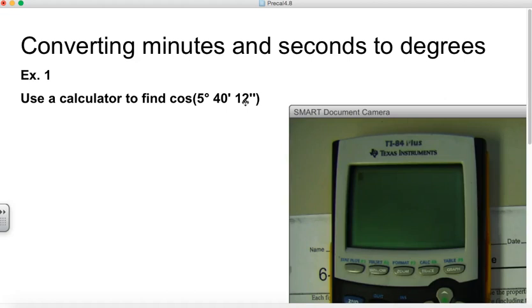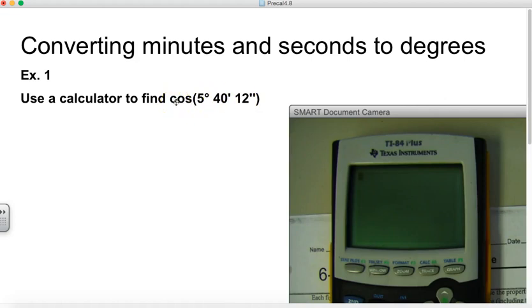So this is a way just to be more precise with degree measure, because there's obviously something between 5 degrees and 6 degrees. 5.5 degrees would be 5 degrees and 30 minutes. So we can use this right here to get a more precise number for degrees. So first we need to look at how to convert minutes and seconds into a degree measure, and then we'll find the cosine of it.